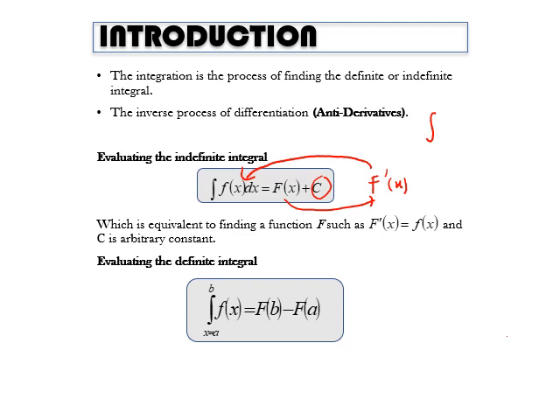So for indefinite integral, we have the plus c here. If it's a definite integral, meaning we have limits, the lower limit and the upper limit, then after we integrate, we substitute the value of the upper limit, minus the value when we substitute the lower limit.